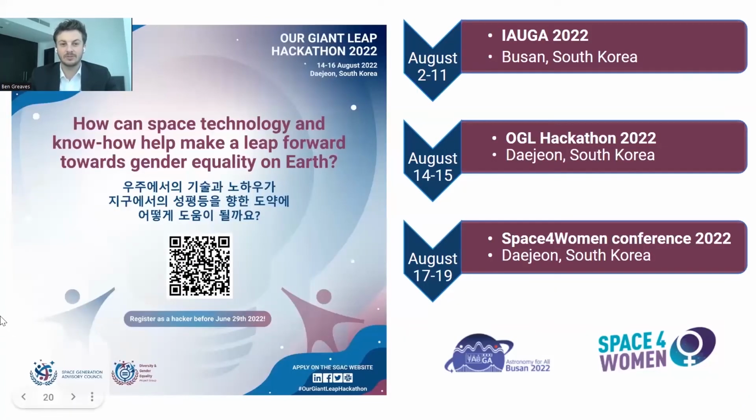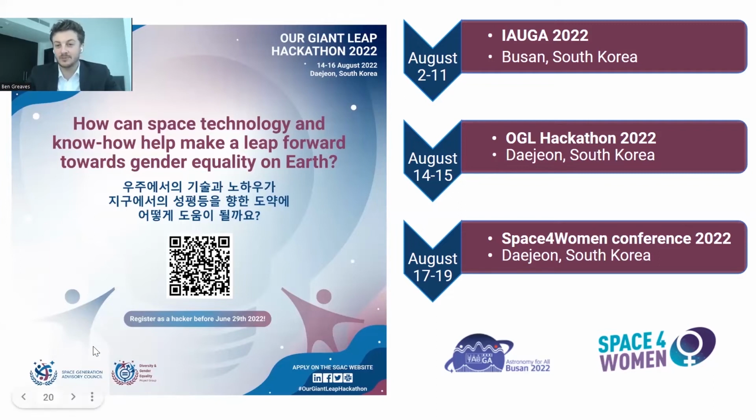I think we're coming towards the end here. The biggest thing that I want to highlight is this QR code, if you have not registered yet. It's going to be a very exciting place to be in South Korea this August, as we have the International Astronomical Union's General Assembly in Busan. We have our hackathon taking place on the 14th and the 15th.